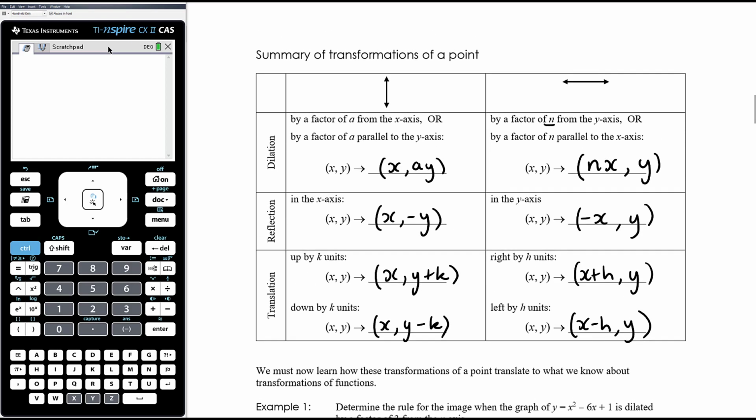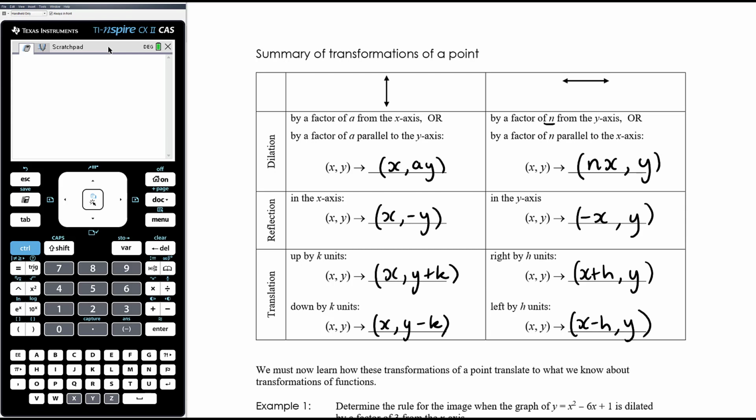So I've grouped them specifically because the transformations in this column all affect the y coordinate, whereas the transformations in this column all affect the x coordinate. It's really important that when we start combining transformations, the transformations affecting the y coordinates are not going to impact those affecting the x coordinates. So if you've got two different transformations, one affecting the x coordinates and one affecting the y coordinates, it doesn't matter what order they happen in. They're not interfering with each other.